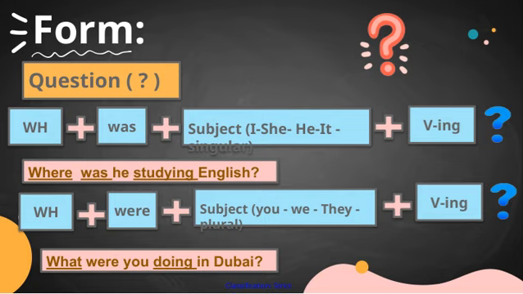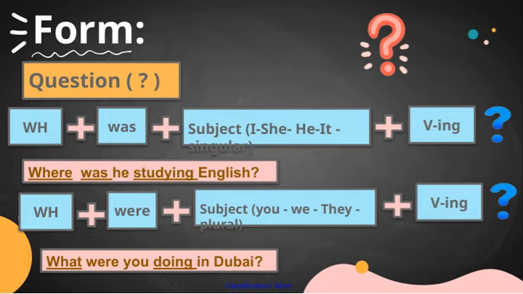Now, let's look at some examples. For instance, what were you doing in Dubai? Here, you is the subject, were is the auxiliary, and doing is the verb plus ing form. Similarly, where was he studying English? This time, he is singular, so we use was, and studying is the verb plus ing form.